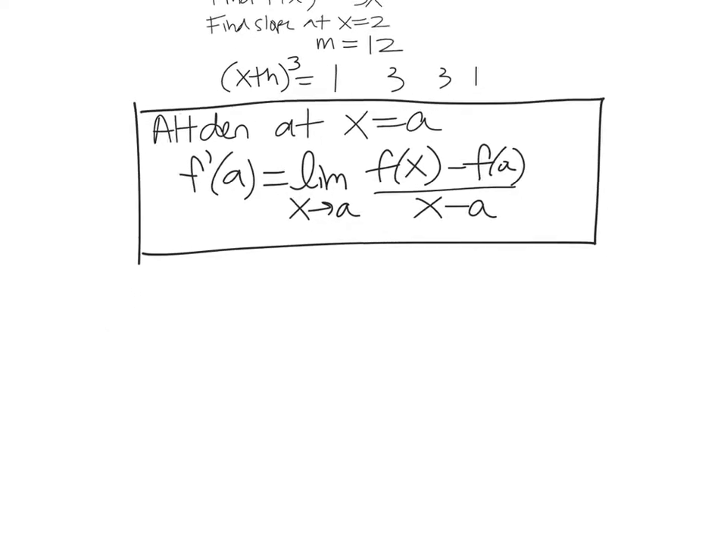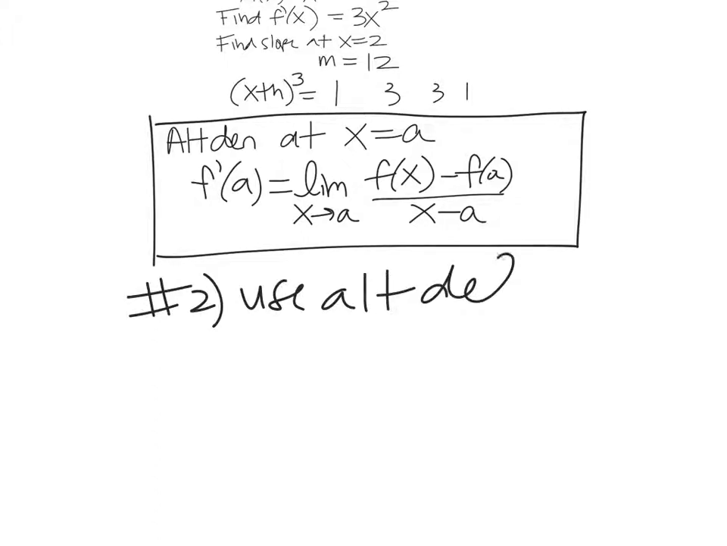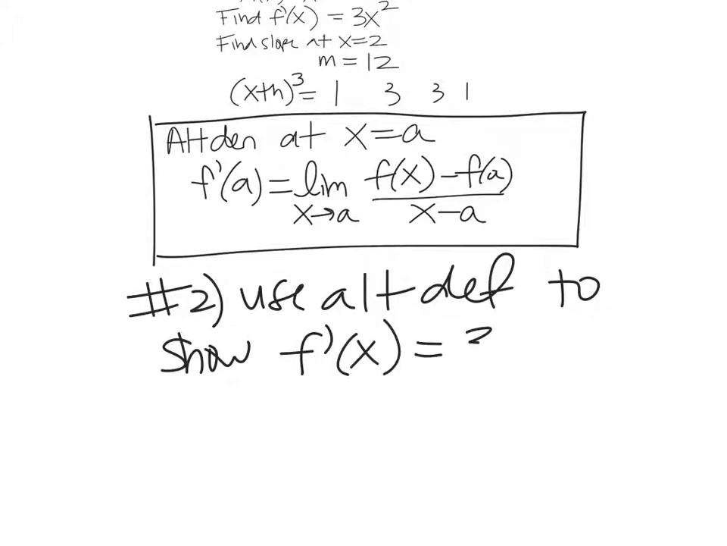So let's use the alternate definition on that last problem. So number 2, use the alternate definition to show that f prime of x is 3x squared if f of x is x cubed.